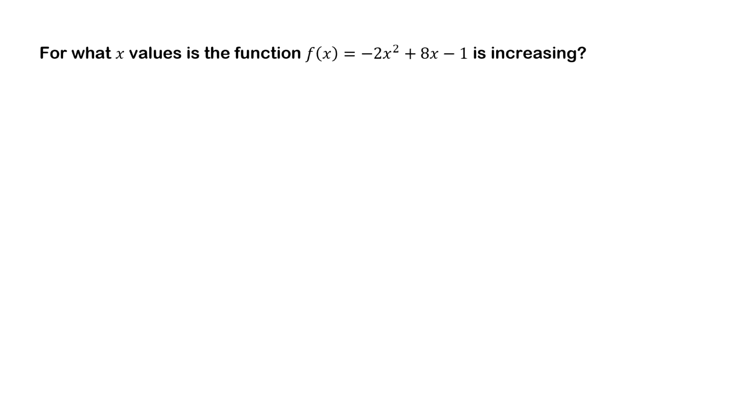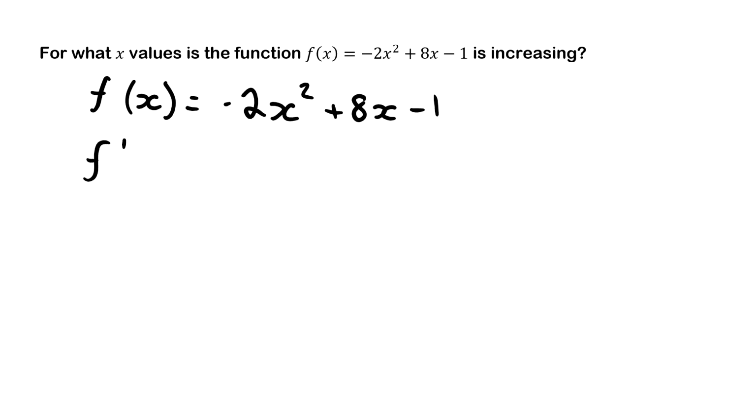So here we have our first problem. For what x values is the function here increasing? The first thing we need to do is differentiate it. I'll write out our function, and now we differentiate it. The 2 comes out the front to multiply by -2, and then the power decreases by 1. The x is a power of 1, so it disappears, and we're left with 8.